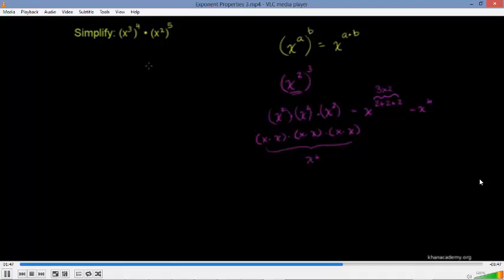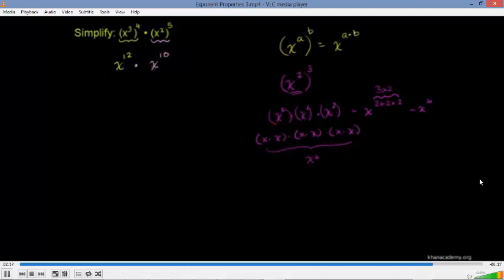So let's just use that power property on this expression right over here. We start off with x to the 3rd raised to the 4th power. So that's just going to be x to the 3 times 4 power, or x to the 12th power. Then we're multiplying that by x squared raised to the 5th power. Well, that's just going to be x to the 2 times 5 power, or x to the 10th power.